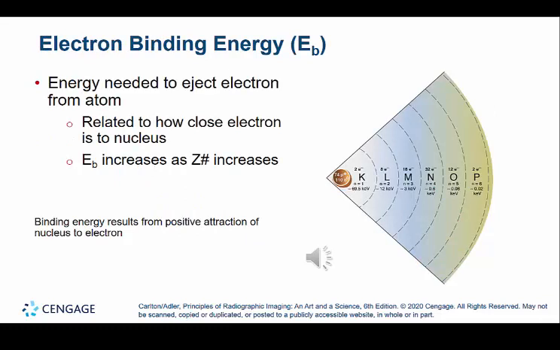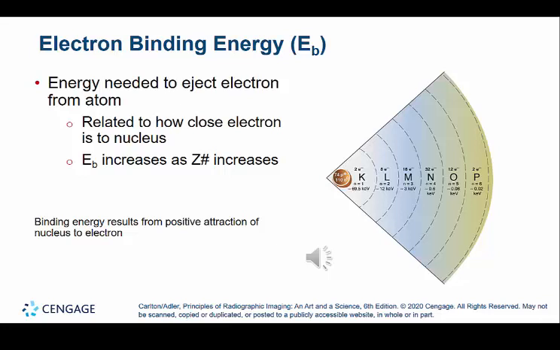Electron binding energy results from positive attraction of the nucleus to the electron. The closest shell, or the K shell, is the most tightly bound because of that positive nucleus. There is energy needed to eject an electron from an atom from those shells. The binding energy is going to be dependent upon how close that electron is to the nucleus. The electron binding energy increases as the Z number of the element increases.